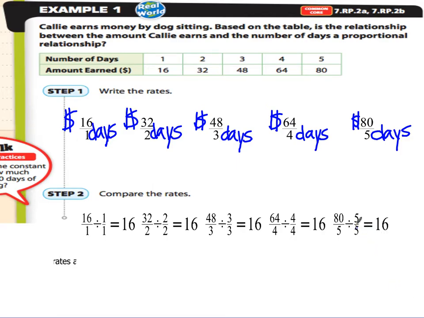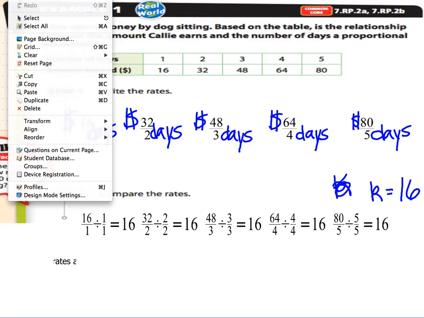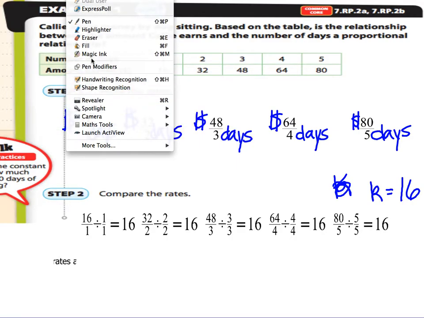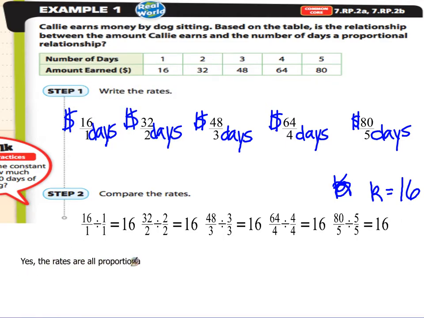Typically, our constant of proportionality is represented by a K, and it should be lowercase, and I have a hard time writing lowercase k's, so you'll see I make a loopy K. So my constant of proportionality in this case is 16. My constant of proportionality is $16 per day. So yes, the rates are proportional because they all have the same constant of proportionality, which is $16 per, and that should say day, not per hour. So per day.